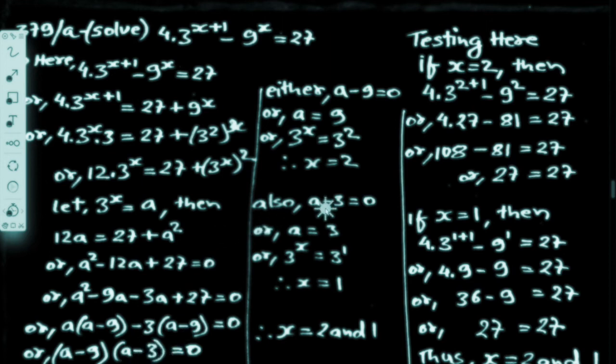The second factor is a minus 3, so a minus 3 equals 0, or a equals 3. Now replace a with 3 power x, so 3 power x equals 3 power 1. The base is the same, so x equals 1. In this way we get two values of x: x equals 2 and x equals 1.